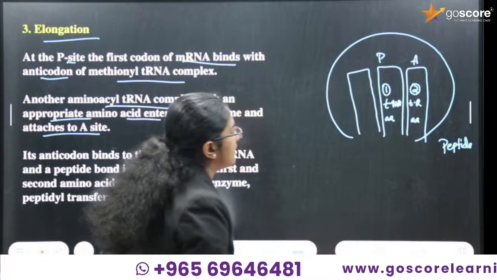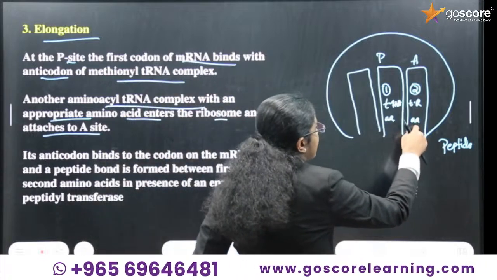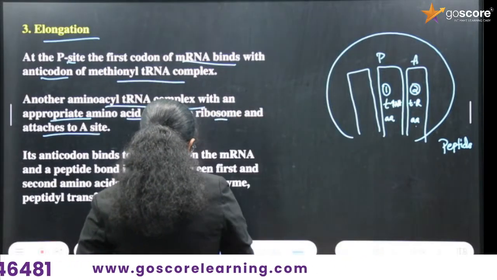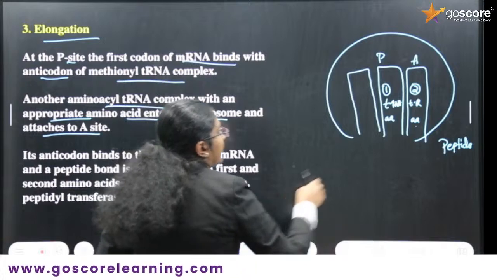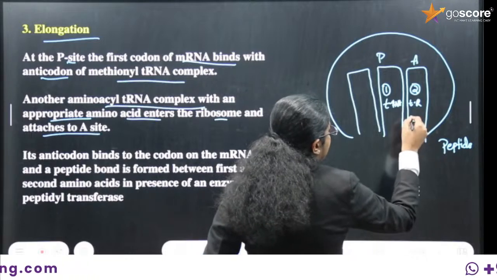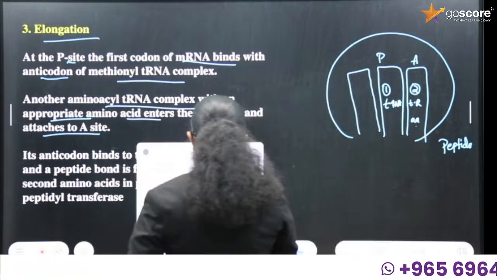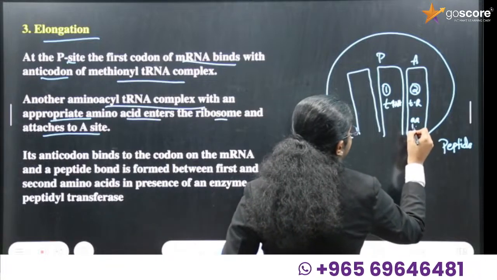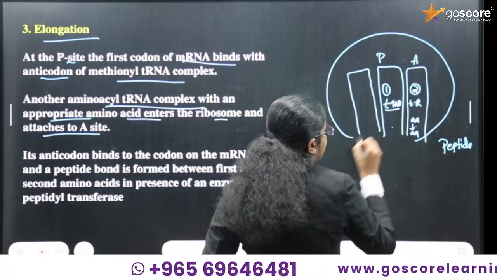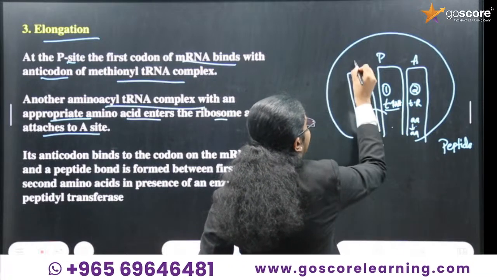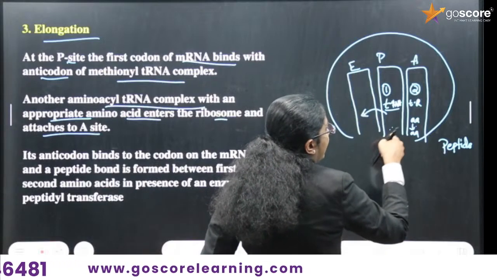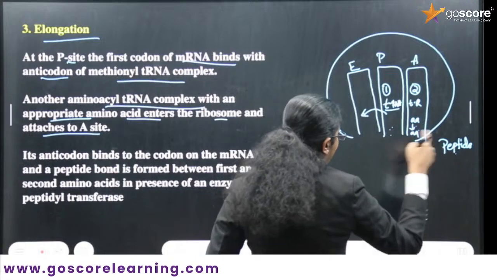Then what happens? If this amino acid is connected with this one, there is no more amino acid in the P site. So this amino acid won't be there, and these two amino acids will now be connected. There is no amino acid here, only the tRNA will be present. So this tRNA will be moving to which side? E site, that is the exit site. Here now it is free. Here now two amino acids are connected with a peptide bond.